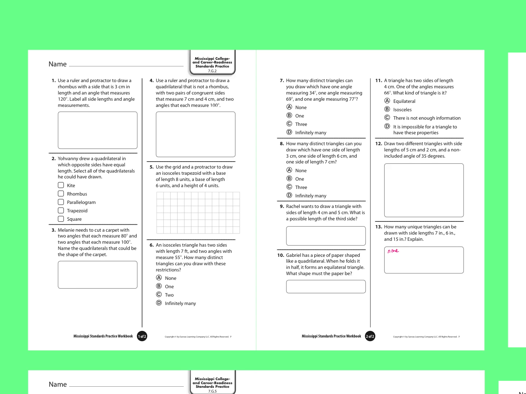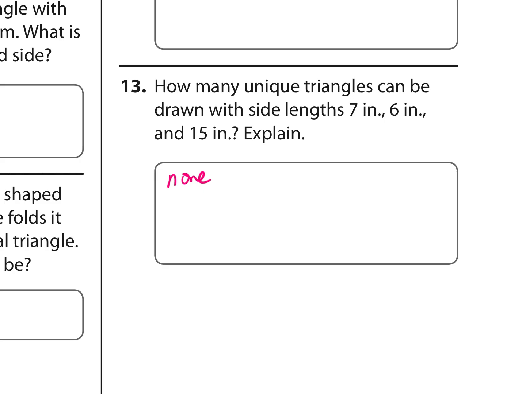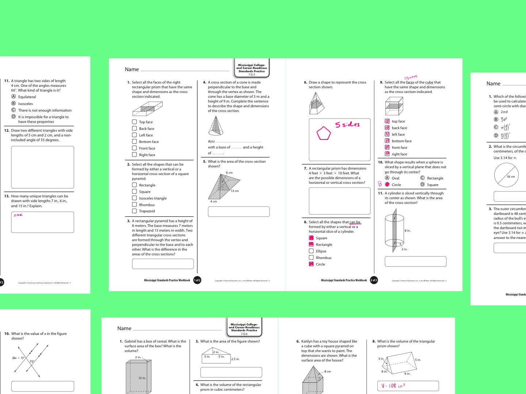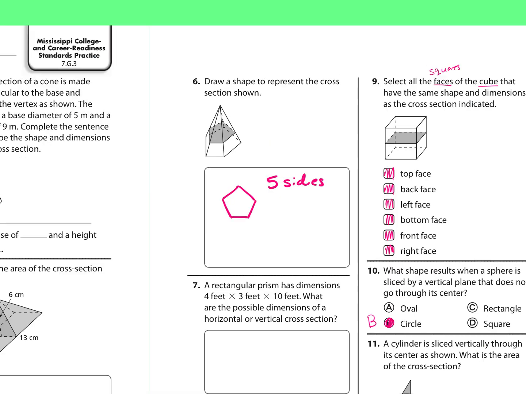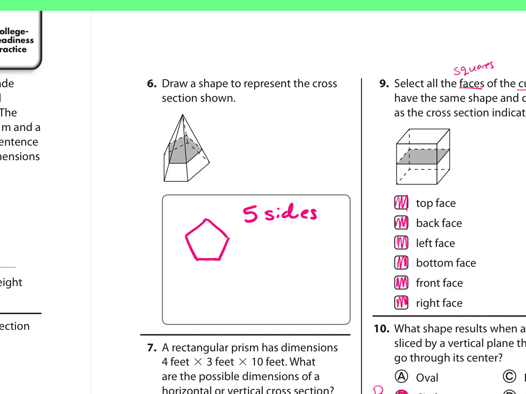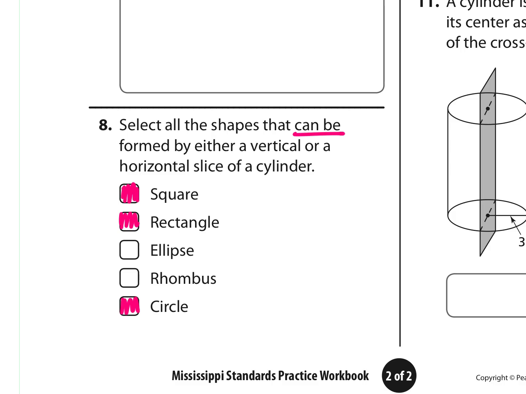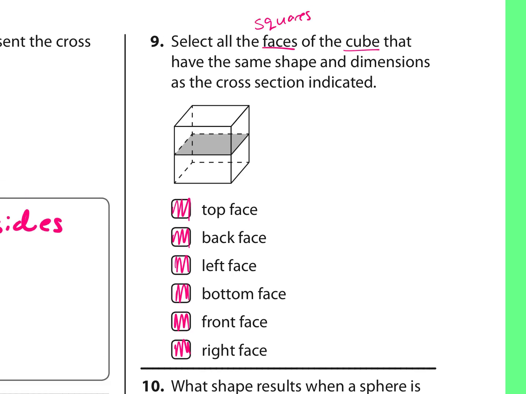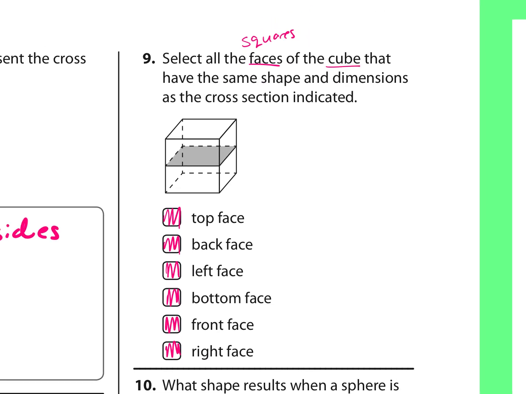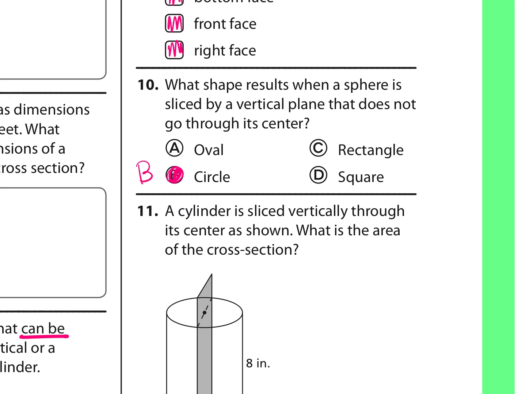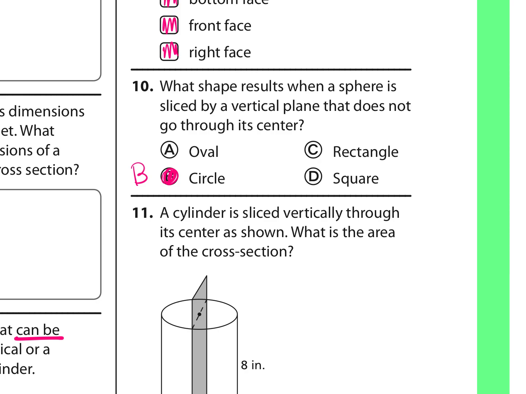Okay, this is the review video for 7th grade Geometry Standards 2 through 6. Geometry Standard G2, number 13 was none. G3, number 6, it's just a 5-sided shape, a pentagon. Number 8, a square, rectangle, and circle could all be formed from slicing a cylinder. Number 9, if this is a cube, then every face is a square. Number 10 is B, a circle.